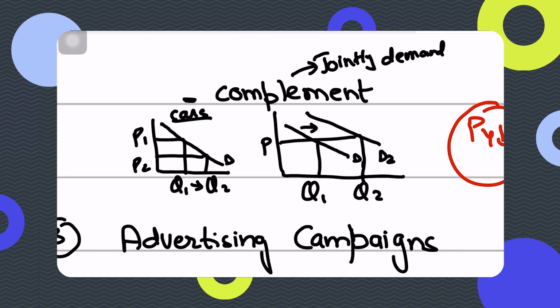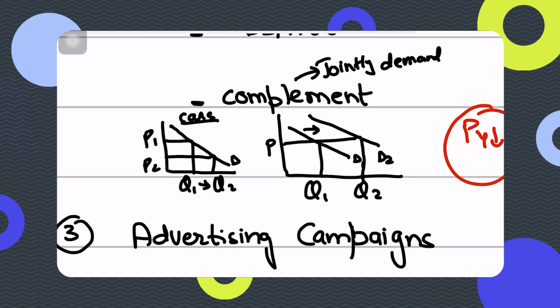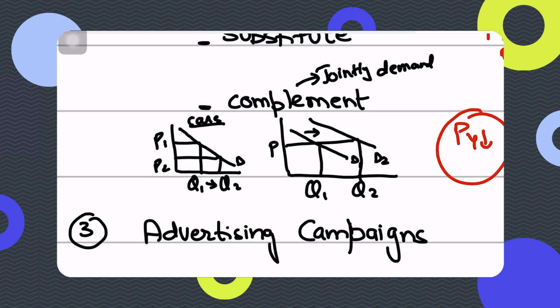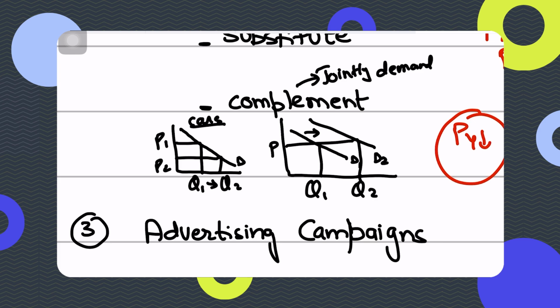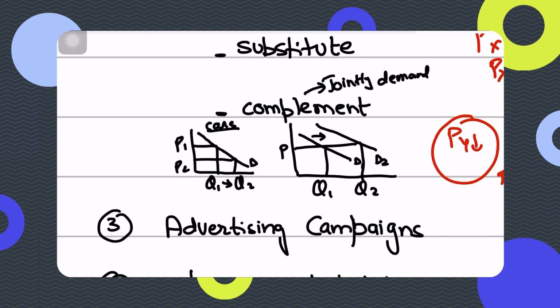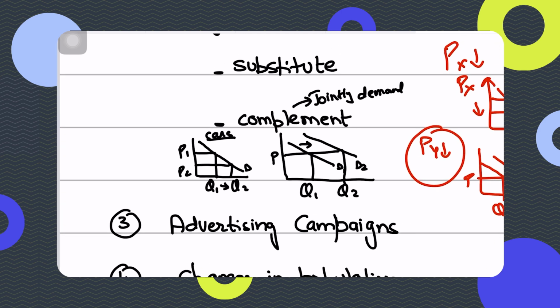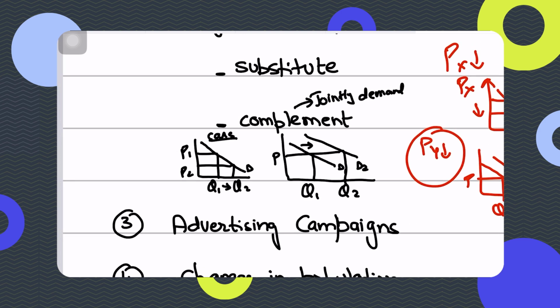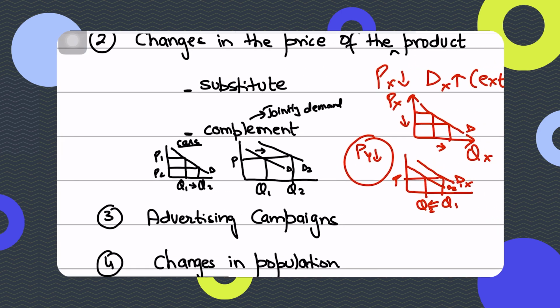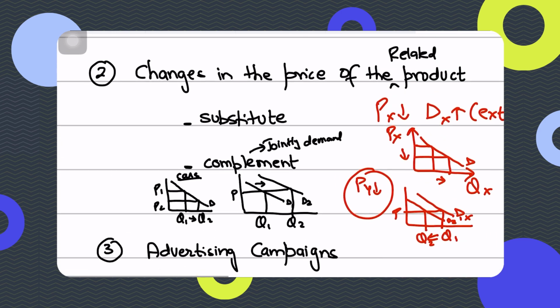Another example. If you talk about travel insurance, if travel insurance becomes cheaper, then demand for holidays to most destinations will increase. So again, travel insurance and holiday destination demand are complements, right? So got it. This is something that you need to know.